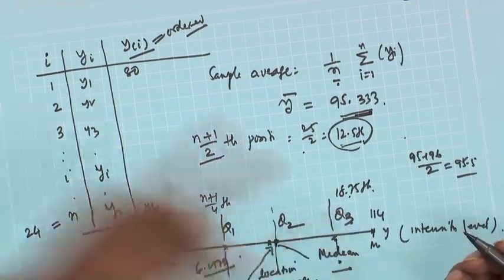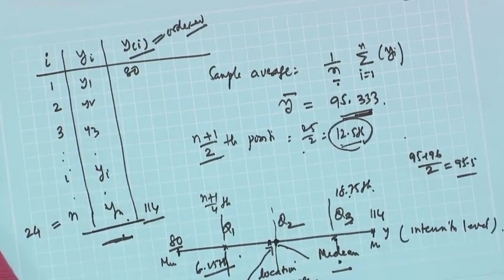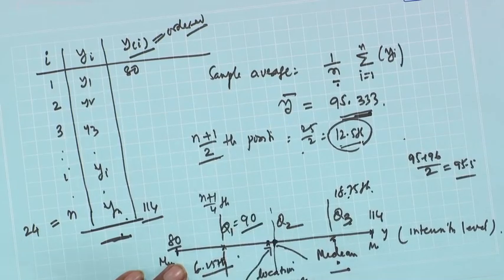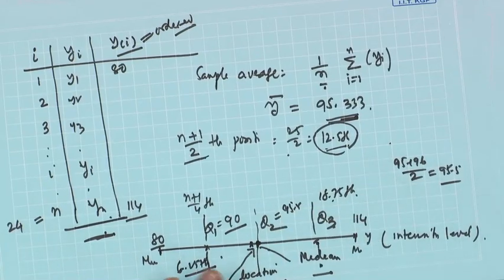What you require? You have to go to the data and see what is at the 6.25 position. So, 1, 2, 3, 4, 5, 6, the 6th position is 90 and the 7th position is 90, in between whatever data is there, that will be 90. So, first quartile is 90. Second quartile we found 95.5. Now, what will be the third quartile?